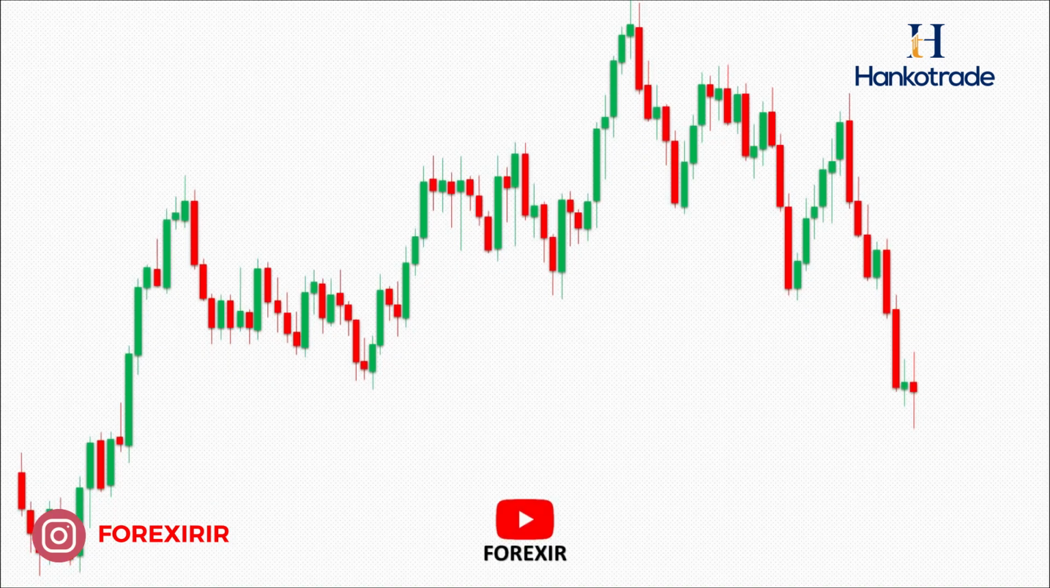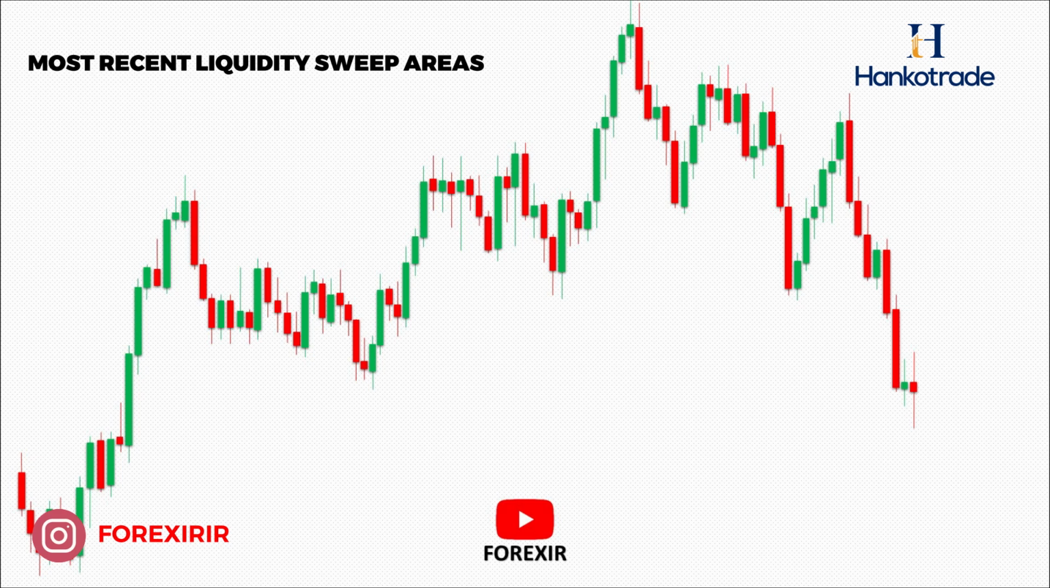So let's start with key factor number 1, identifying the most recent liquidity sweep zones. To do this, we must examine the chart and look for areas where liquidity has been recently swept. If you're unsure about what liquidity means or where to find it, please check out our liquidity and inducement video on our channel, which is linked in the description.